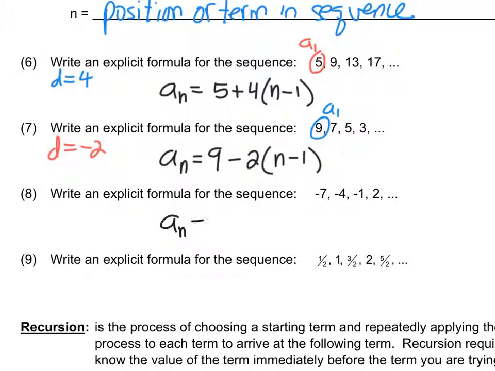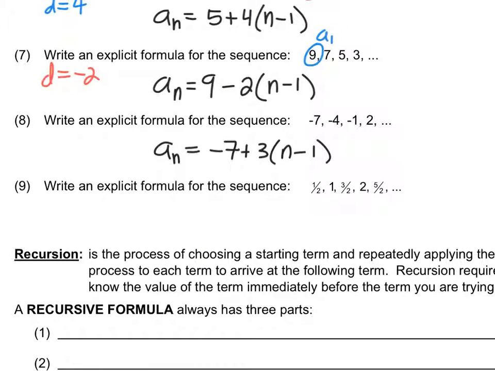So, number 8, a sub n, negative 7 plus 3 times n minus 1. Number 9, a sub n, 1/2 plus 1/2 times n minus 1.